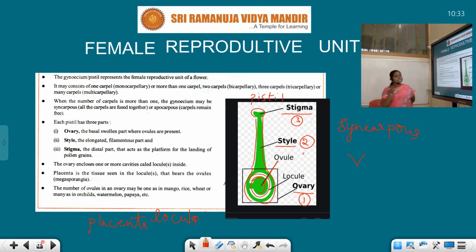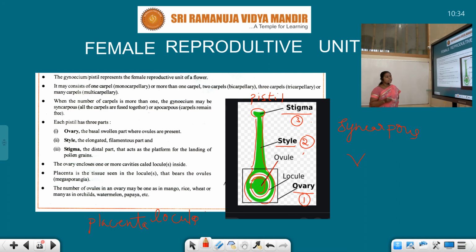See students, if it is male, we call it microsporangia, and if it is female, megasporangia. So this bears ovules. Next, the number of ovules in an ovary may be 1, as in mango, rice, wheat, or many, as in orchids, watermelon, papaya. So the number of ovules differs.